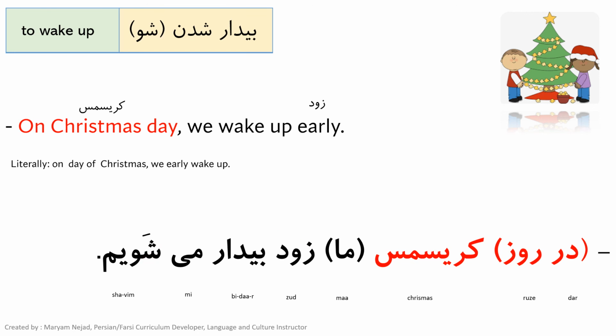So that's a little bit more formal. So if I want to say this sentence informally, I don't need to say در روزه. I don't need to say ما. And then میشویم becomes میشیم. There's a drastic change to میشویم, it becomes میشیم. So I'm going to read the sentence one more time, a little bit faster and a little bit more colloquial. So Christmas زود بیدار میشیم.